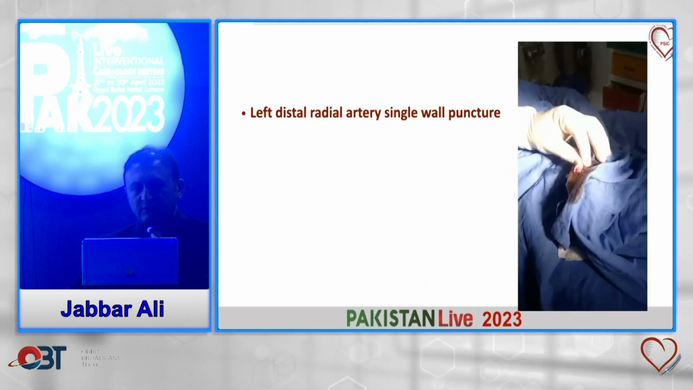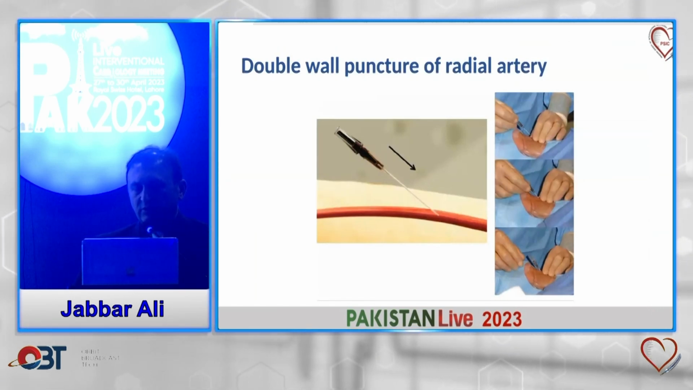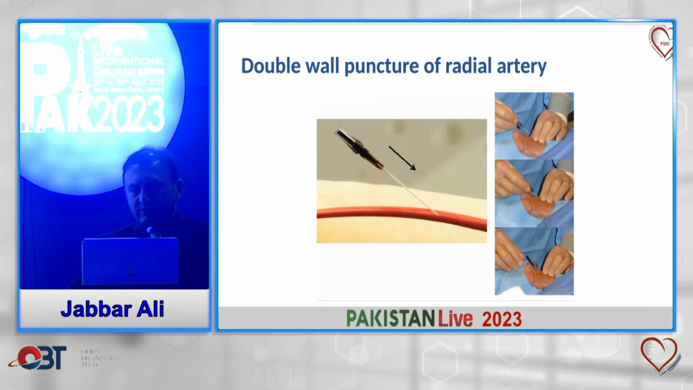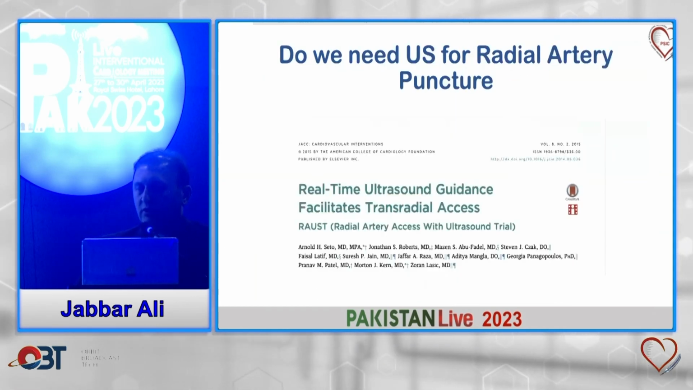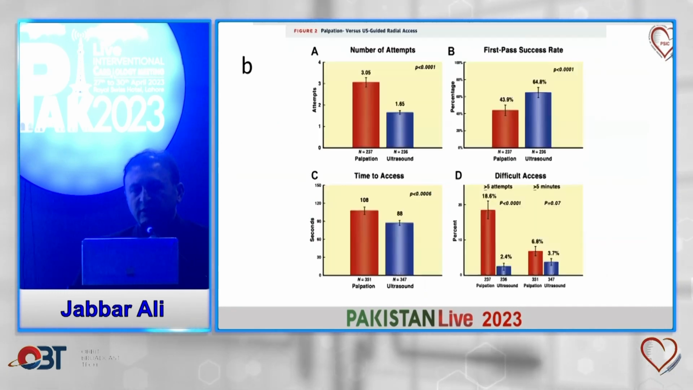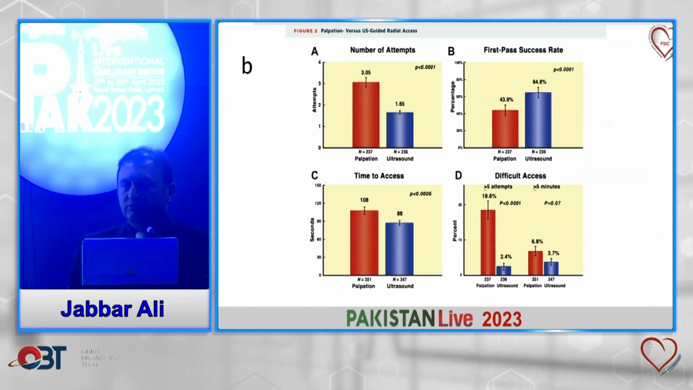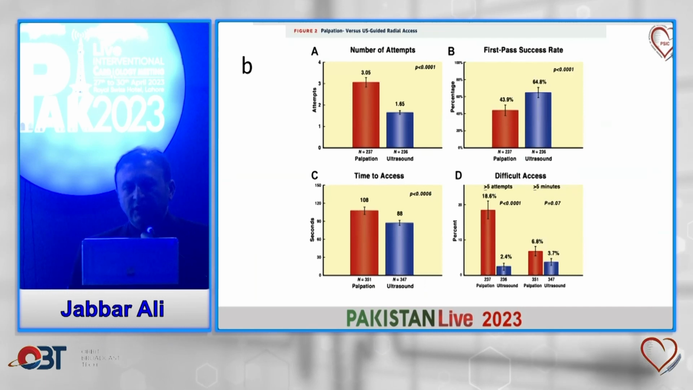Sorry, the slides. This is double wall puncture, in which we insert the cannula, the stylet is removed, and then the guide wire is inserted. How about ultrasound? We have a trial, the RAUST trial, and it showed that the number of attempts was reduced if ultrasound was used. First pass success was high, and time to access was less with ultrasound use.